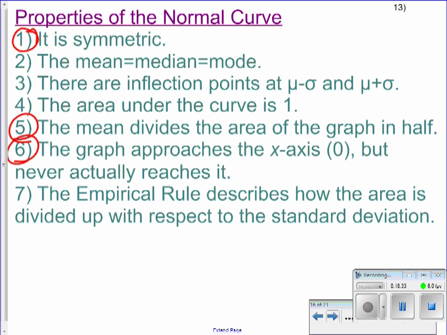Finally, the graph approaches 0, but it never actually reaches it. Remember we said that it can't dip below the x-axis, obviously, because you can't have negative probabilities. And in this case, with the normal curve, it never actually gets to 0. So no matter how far out you go, there's still some teensy, tiny little bit of probability out there. Super small, but itty bitty. And so essentially, the x-axis, y equals 0, is an asymptote for the normal curve.